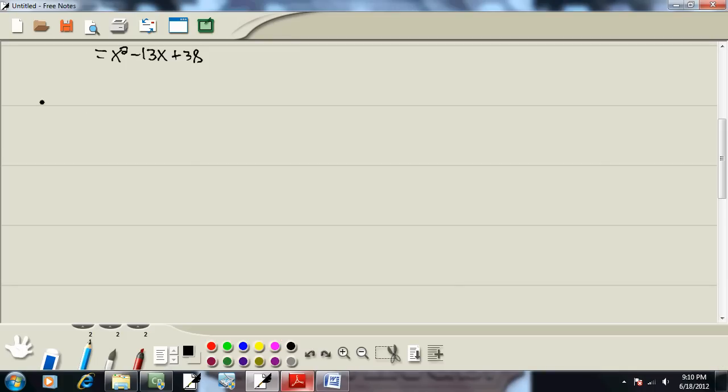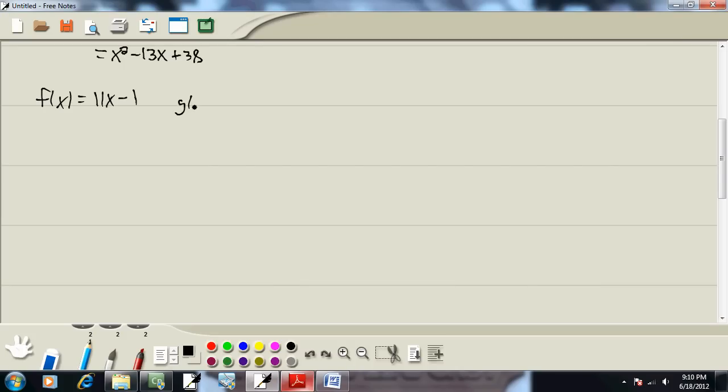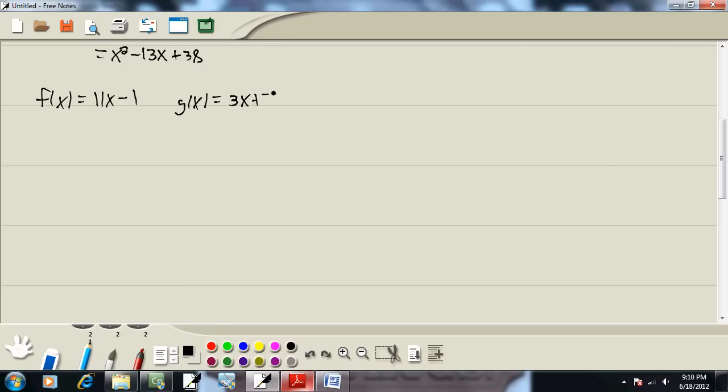We've got f of x equals 11x minus 1. And g of x is equal to 3x plus 7. And we want to find the composition of f and g, which is f of g. So again, we're going to take our f of x, and where x is, we'll put in parentheses. Always what goes in this parentheses is what you put in here. So we're going to put g in there.